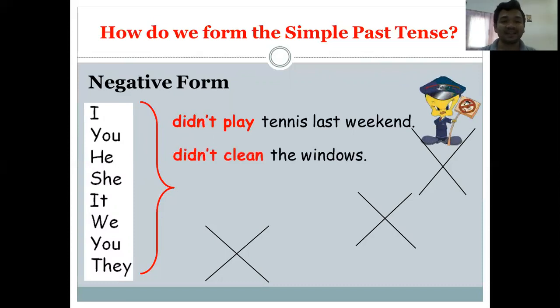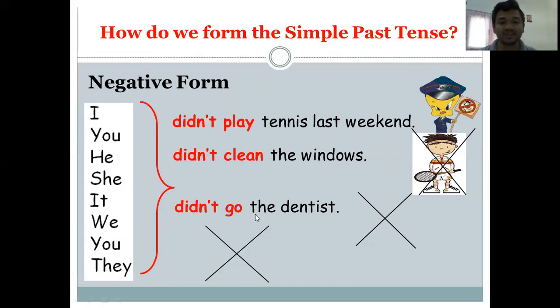Another example, I didn't clean the windows. So I didn't clean the windows, or they didn't clean the windows. You didn't clean the windows. So example, subject, and then the word didn't to make it negative, and then clean. You couldn't add ed here because we already have didn't here. Take note of that. If we have did or didn't here, you always use simple present after the word didn't. Okay, next one.